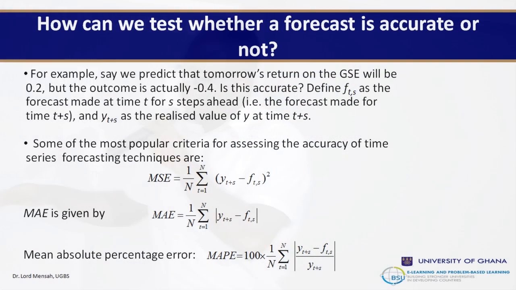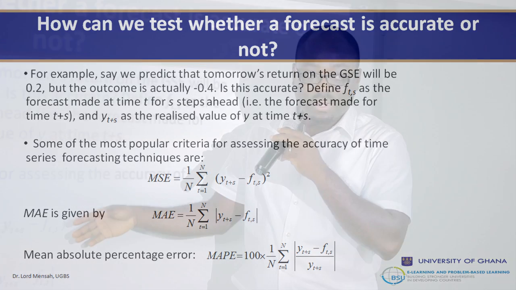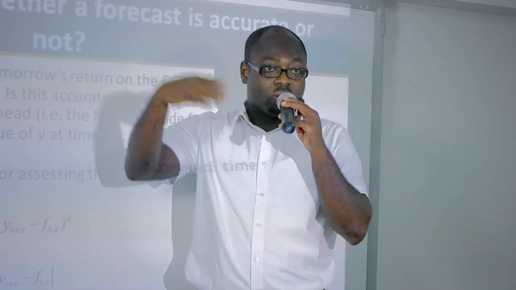Some of the most popular criteria for assessing the accuracy of a time series forecasting technique is the mean square error approach. All that it does is that it takes the difference between the actual realization and your forecast. So it's like you are computing the variance between the actual and the forecast. Then you divide by the number of observations. The caveat in this is that it doesn't dissociate between the positives and negatives, and when you square it, it blows the values up.